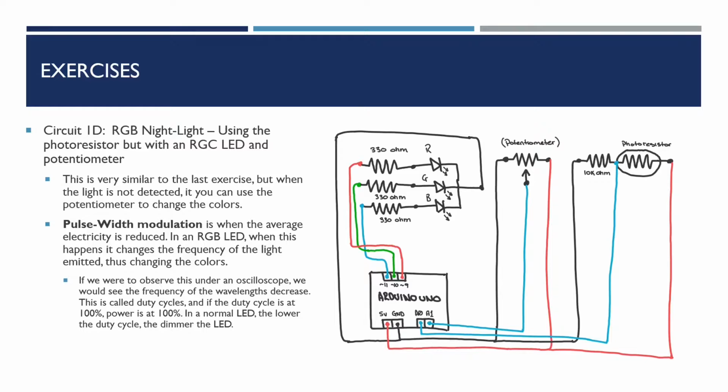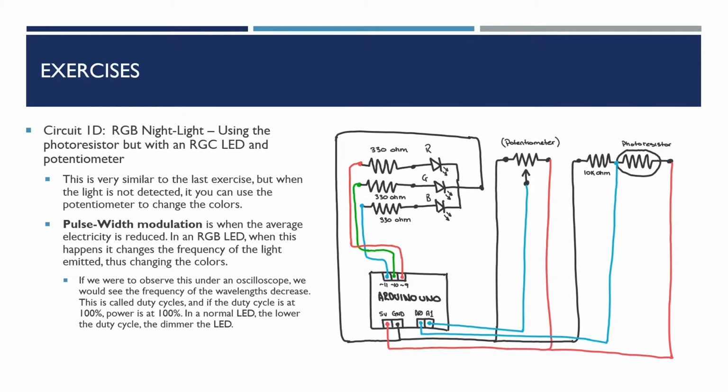So the next exercise was the RGB nightlight using the photoresistor but with an RGB LED and potentiometer. It was very similar to the last exercise, but when the light was not detected, it could use the potentiometer to change the colors.